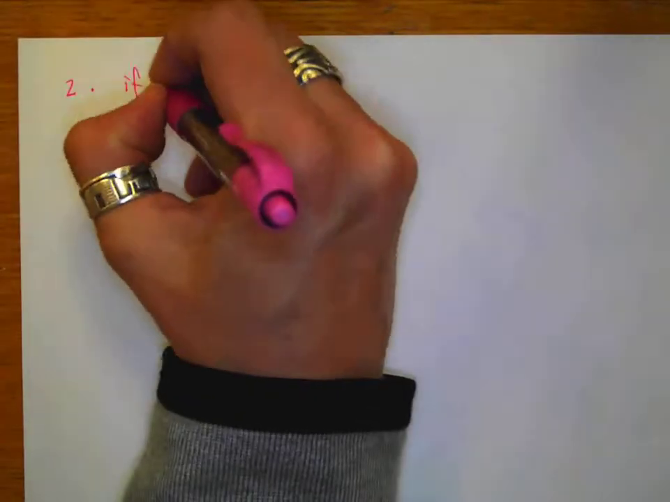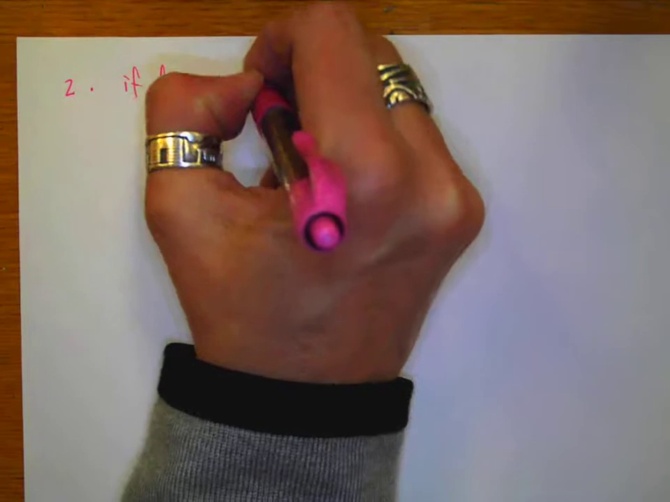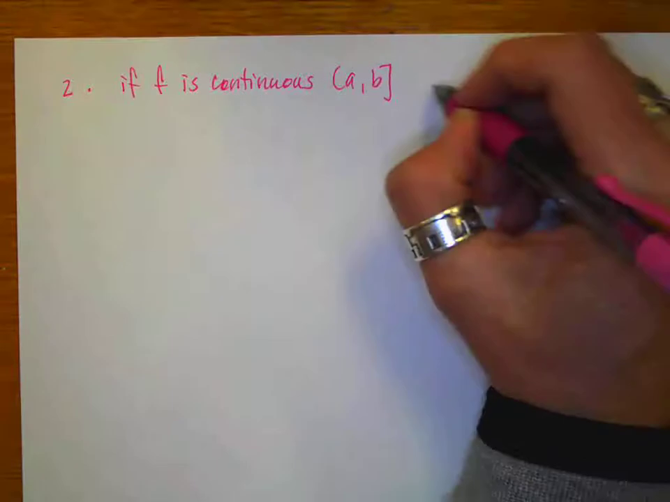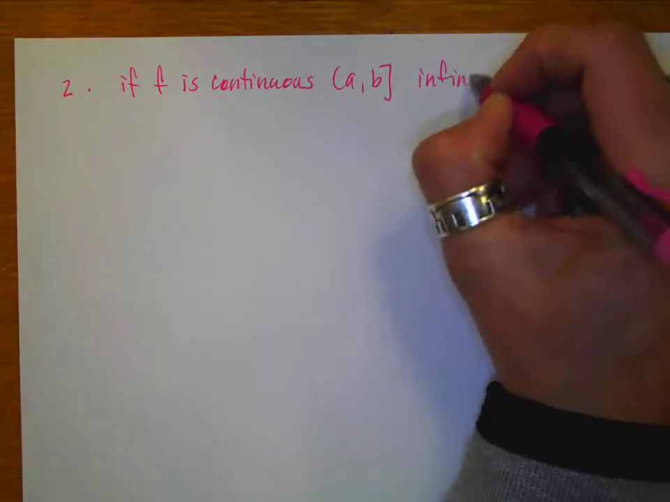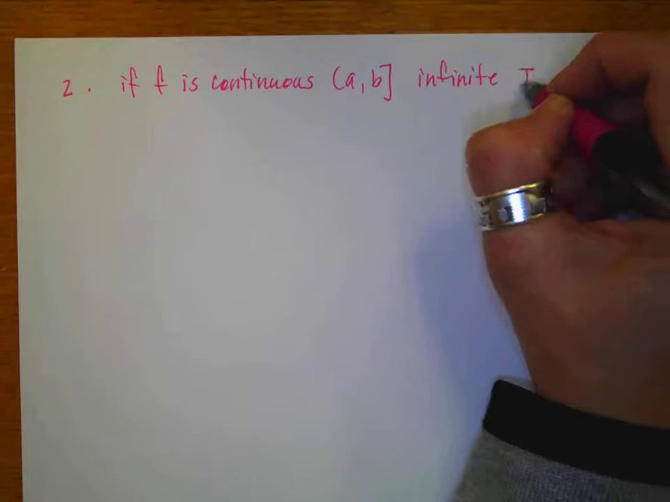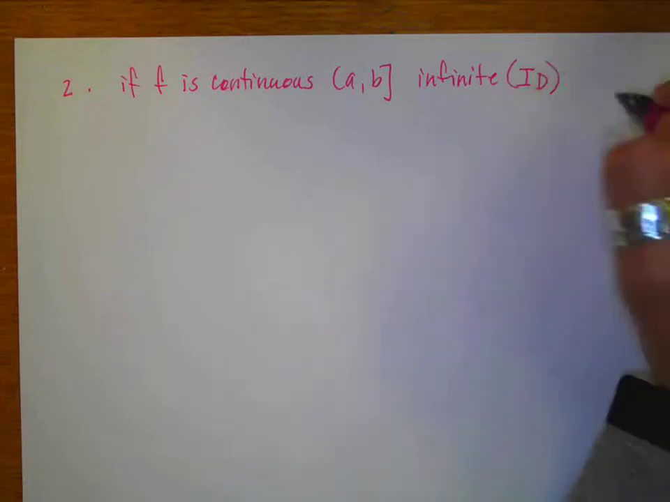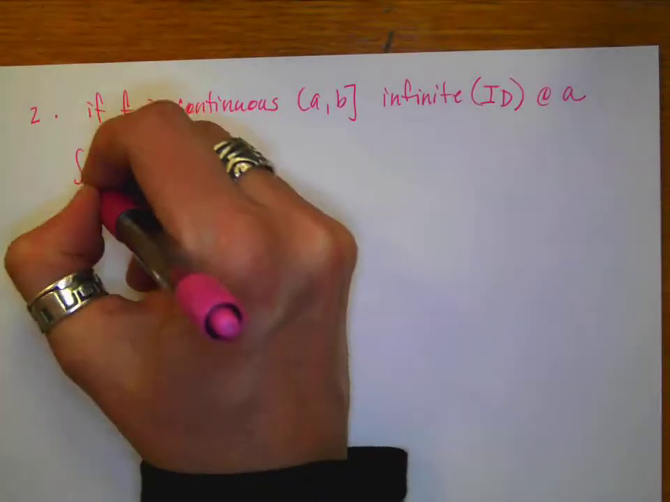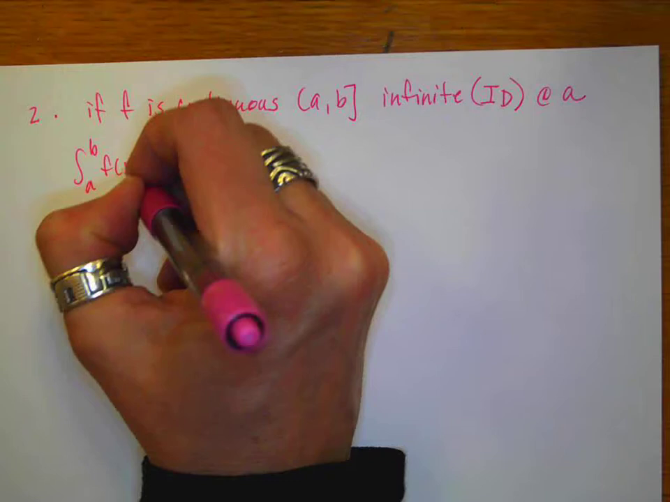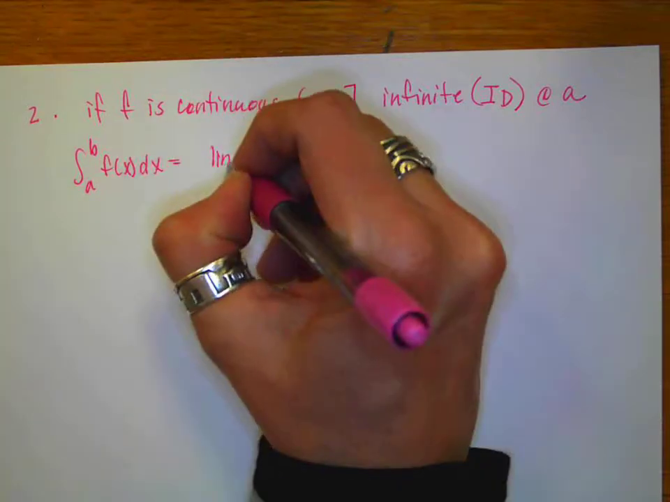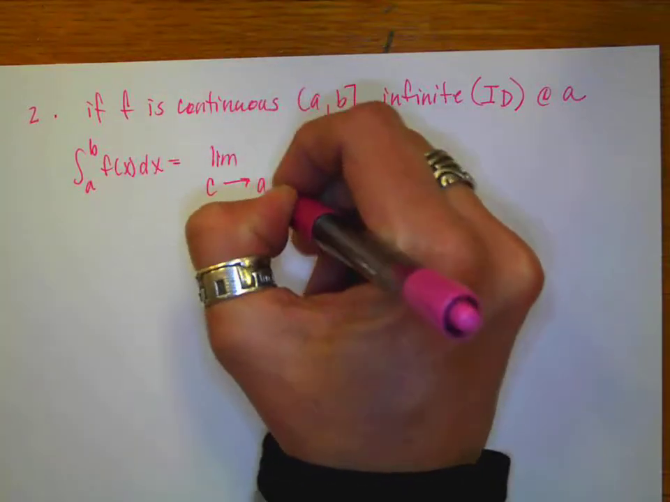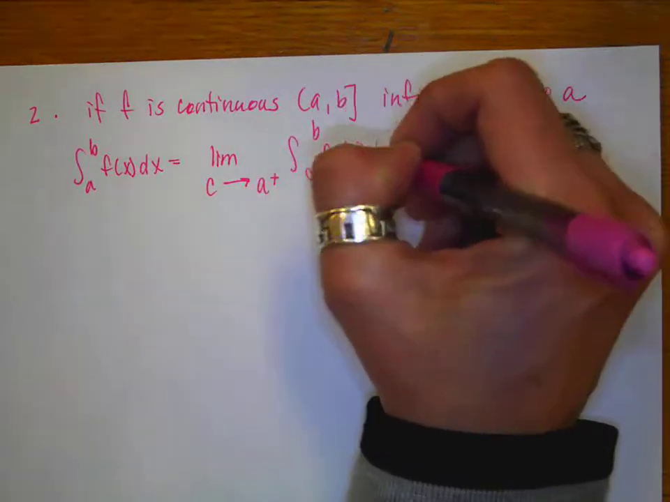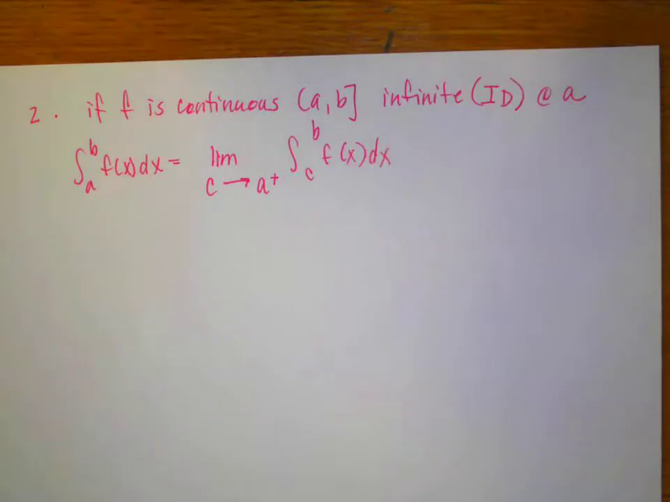Okay, so then the second rule says if f is continuous, and this time a is not included, and I have an infinite discontinuity at a, then the integral from a to b of f of x dx is going to equal the limit as a constant c approaches a from the right of the integral from c to b of f of x dx.